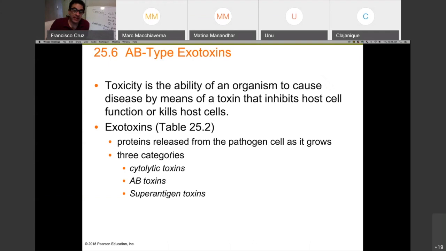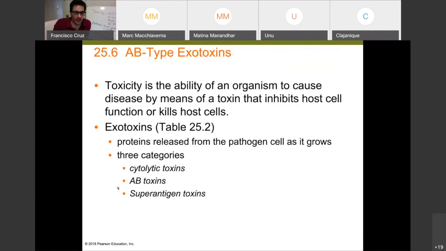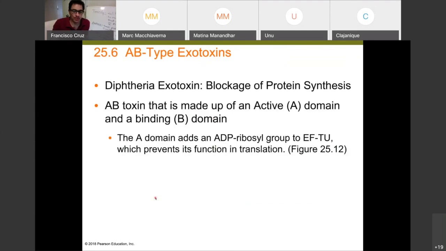Okay, so we have AB exotoxins. A, attack, B, bind. We're all experts on that. We're going to talk about different examples now. That is a bunch of different AB exotoxins. I think the only thing you should be able to take away from this is there's a lot of different types of exotoxins. AB exotoxins. They also have cytolytic toxins and superantigen toxins. We'll talk about this. So I've introduced AB toxins. I'm going to briefly go over cytolytic toxins, and then I'm going to go over cytotoxins. So I'm a little bit backwards.